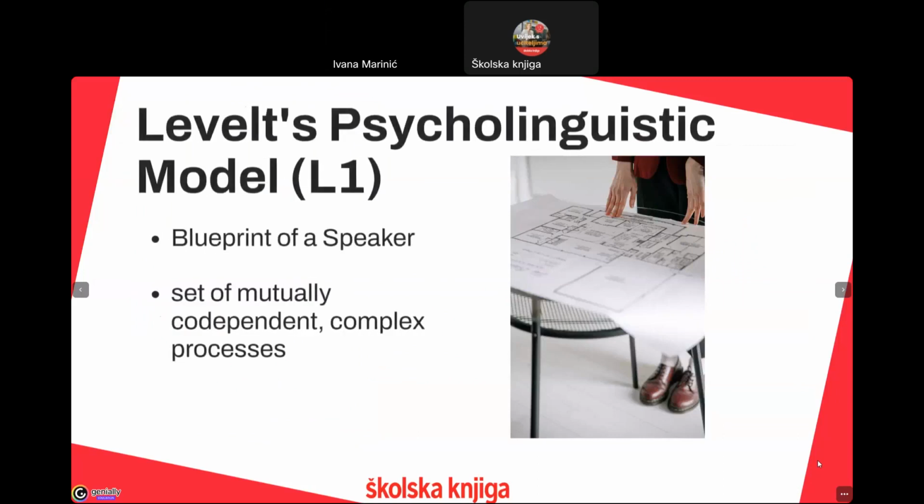The same goes for foreign language as well, which we'll see later on. Then the second model, which is also very interesting, is the so-called Levelt's psycholinguistic model, also for L1 speakers, describing what happens in our brains when we speak the first language. And this model is also called the blueprint of a speaker, and it describes speaking as a set of mutually codependent complex processes.